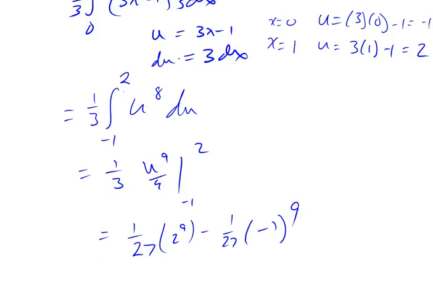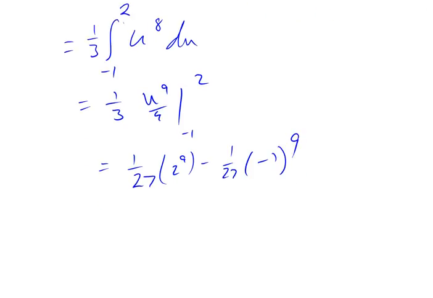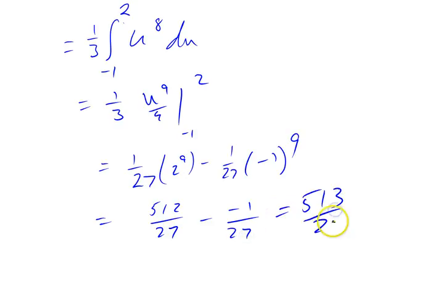For some reason, this is doing weird things to me. It won't let me move and write at the same time. But okay, here we go. So yeah, this is still 512 over 27 minus -1 over 27 for a grand total of 513 over 27.